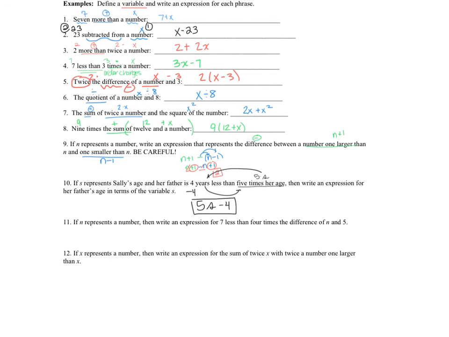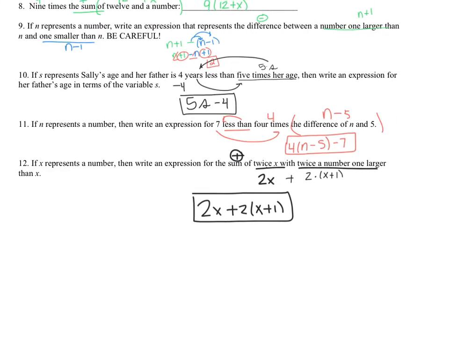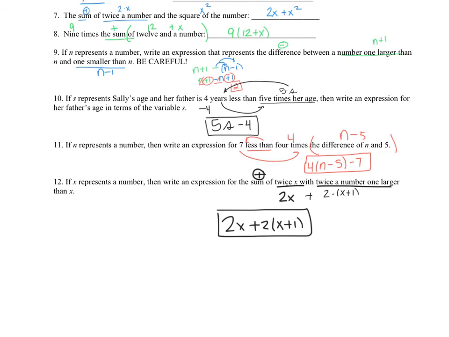Try to do number 11 and 12 by yourself. Okay, let's go over number 11 and 12. In number 11, if n represents a number, then write an expression for 7 less than 4 times the difference of n and 5. Well, I know that the difference of n and 5 is n minus 5, and I want to multiply it by 4. And remember, less than, we switch our order, so for number 11, I get 4 times n minus 5, minus 7.